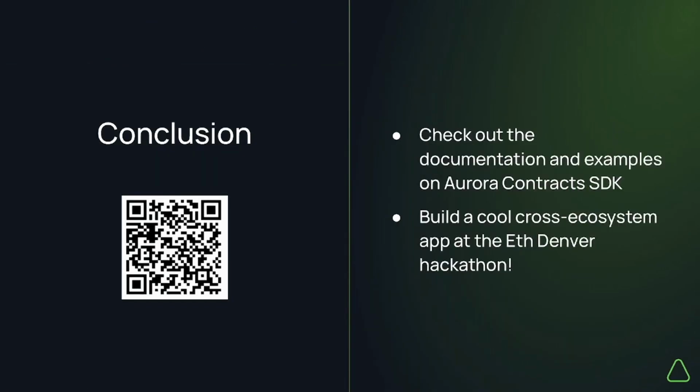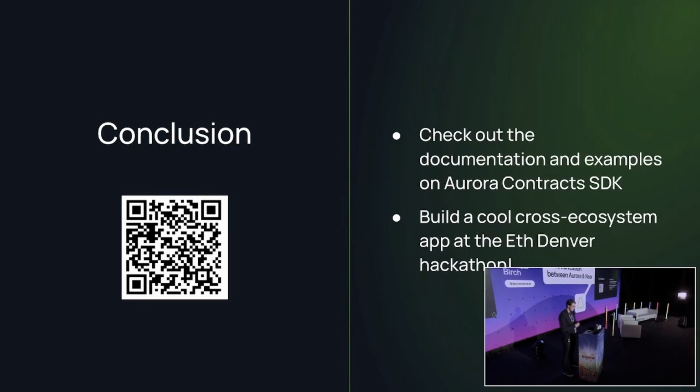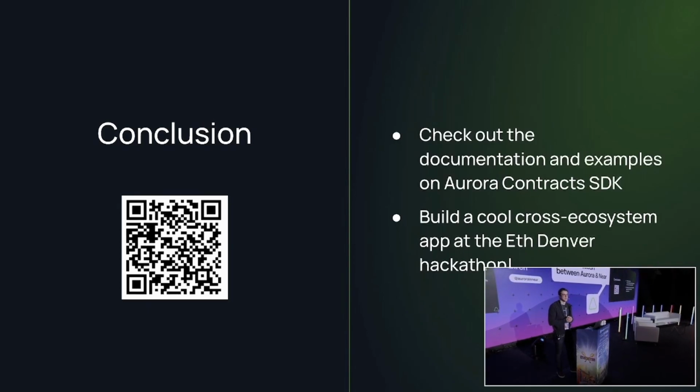And that's it. That's all I want to tell you for today. Again, the QR code is up on the screen. This will take you to that new open source Aurora Contracts SDK for you to use. And I encourage you to build something cool with it. Build a cross-ecosystem application that has both Near and Aurora pieces involved. Maybe even do it for the ETHDenver hackathon this weekend.